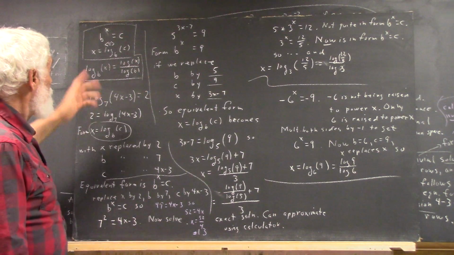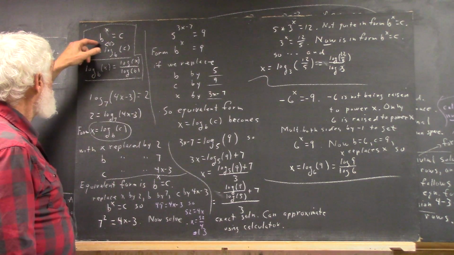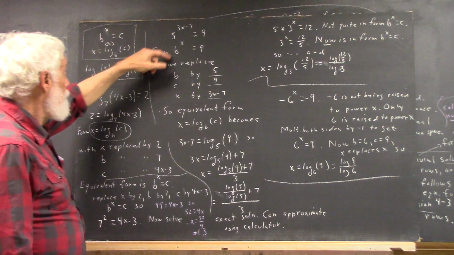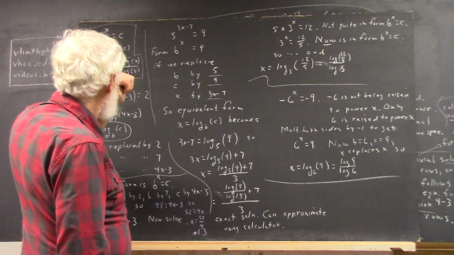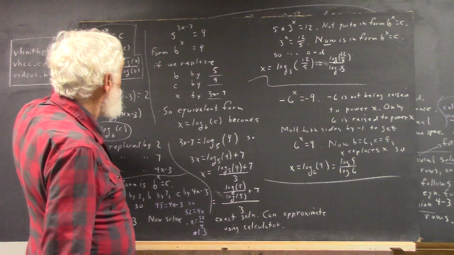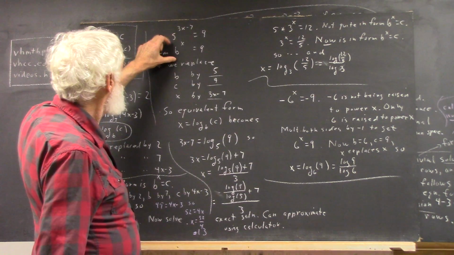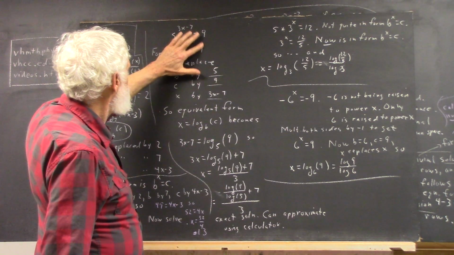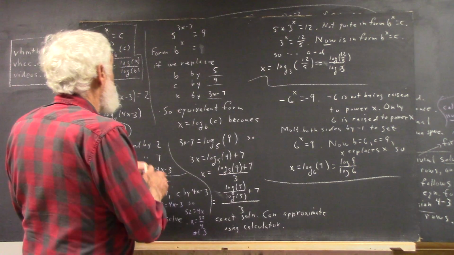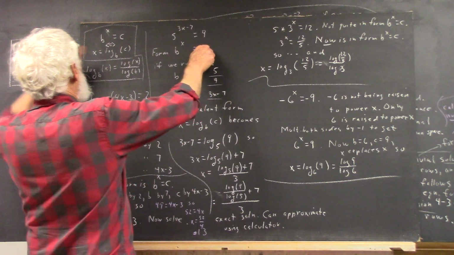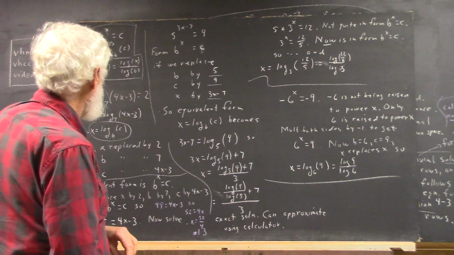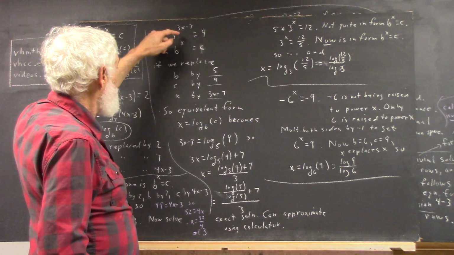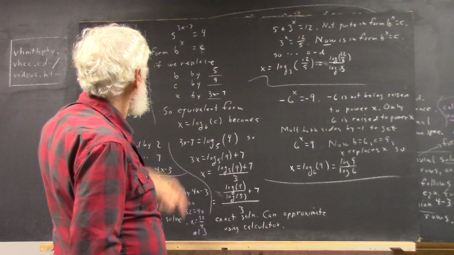Well, we recognize this is of the form something raised to a power equals something else. We write that as b to the x equals c. So we need to replace b by 5. The form doesn't have a 9 in it, does it? We replace c by 9, and we replace x by 3x minus 7.